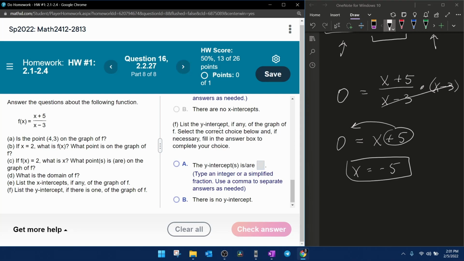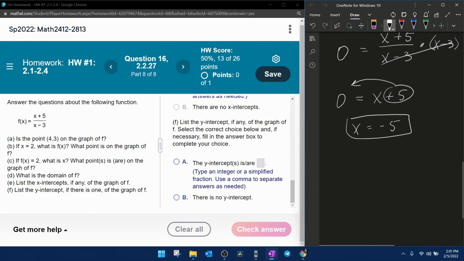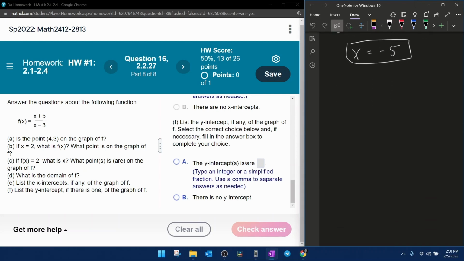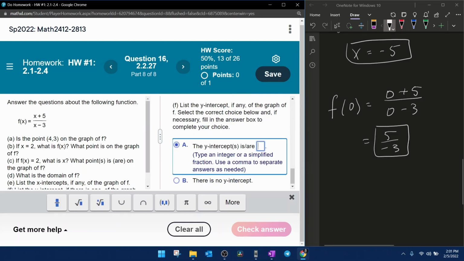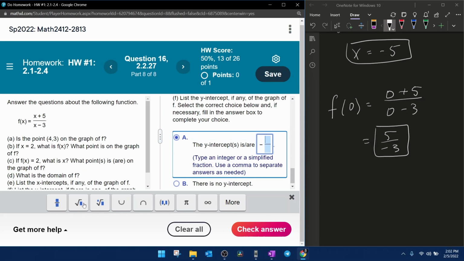List the y-intercept. Well, we know the y-intercept exists where x is 0. In other words, they want me to calculate f of 0, and that will give me the y-intercept, which is going to give me 5 over negative 3, which is negative 5/3. Again, it does not specify an ordered pair, so we just have to input the y-coordinate, and you can do that several ways. I think the way I'm going to do it is put the negative in front of the fraction. Negative 5/3.